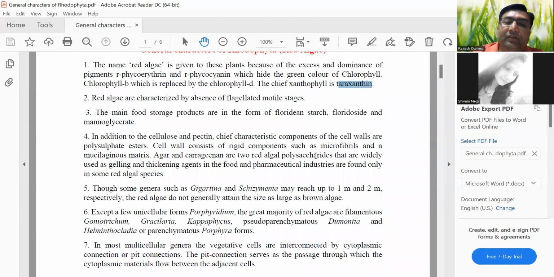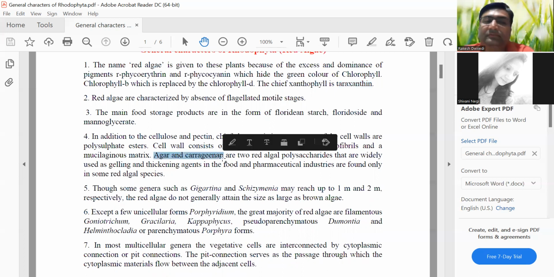In addition to the cellulose and pectin, the chief characteristic component of the cell wall is polysulfate esters. Besides cellulose and pectin, they contain polysulfated esters, and the cell wall consists of rigid components such as the microfibrils and mucilaginous matrix. They contain special polysaccharides, which are known as agar and carrageenans.